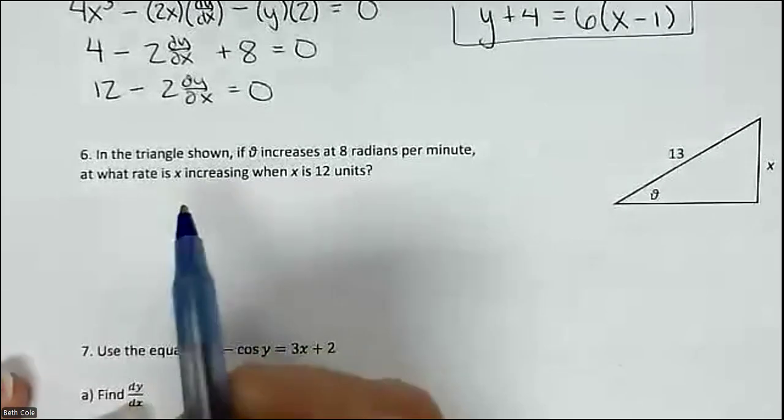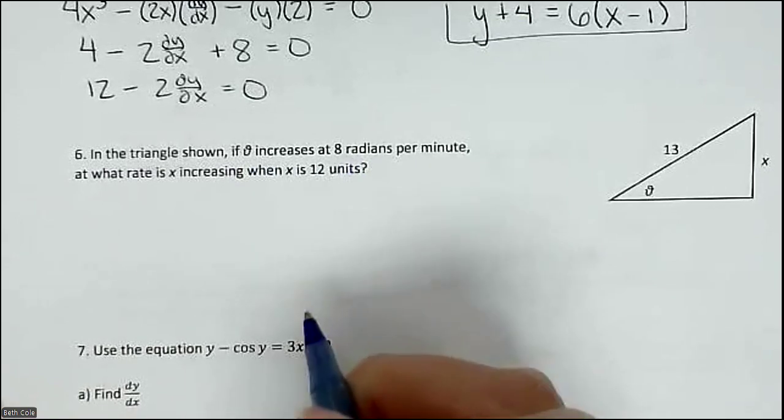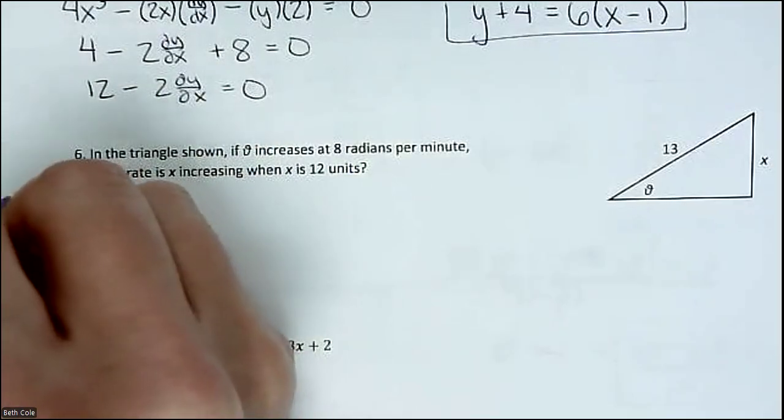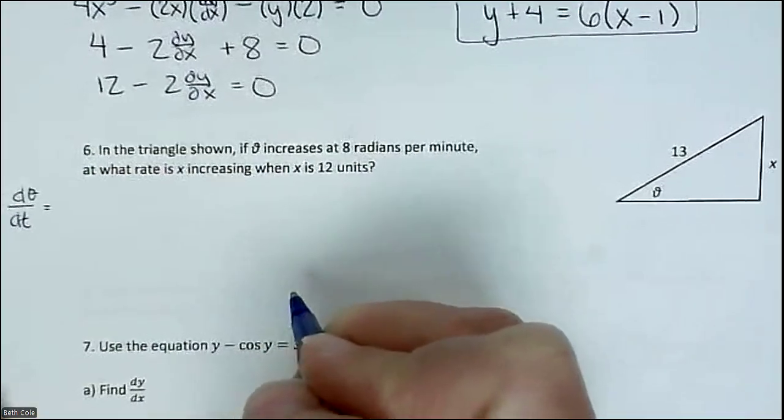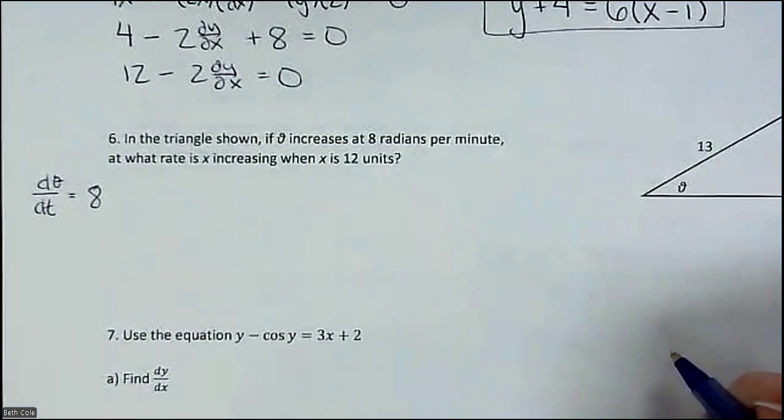All right, so let's list out what we're given. Theta increases 8 radians per minute. So how would we label that? Good. d theta dt, is it positive or negative? Positive, because it says increasing. It's a multiple choice question. I'm not going to worry about units.